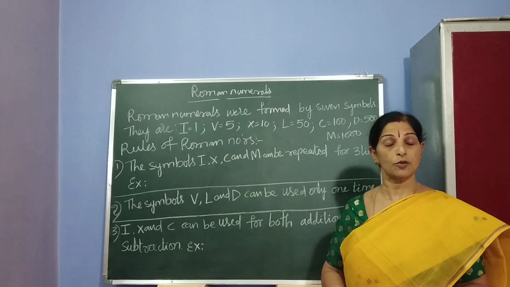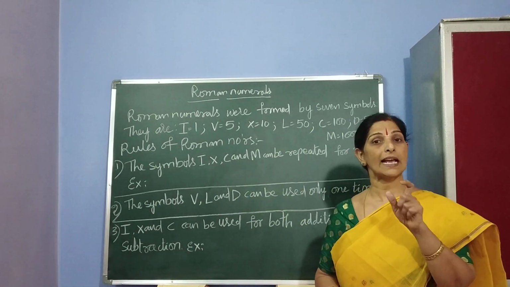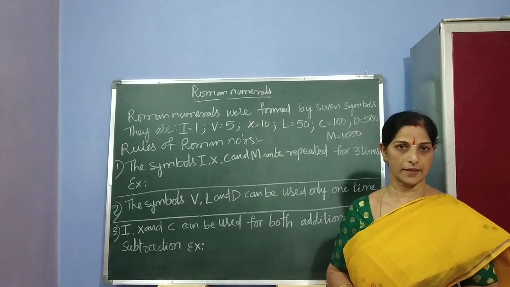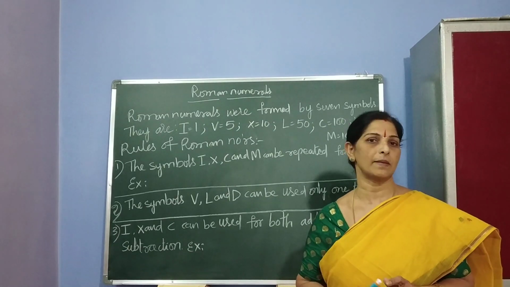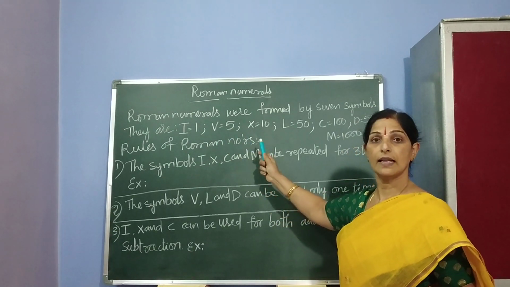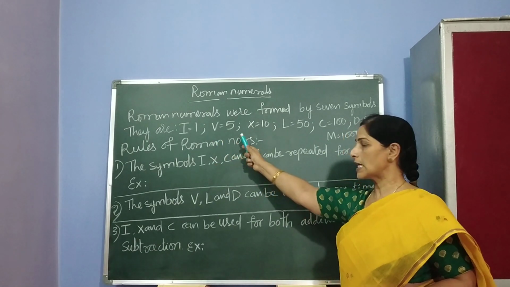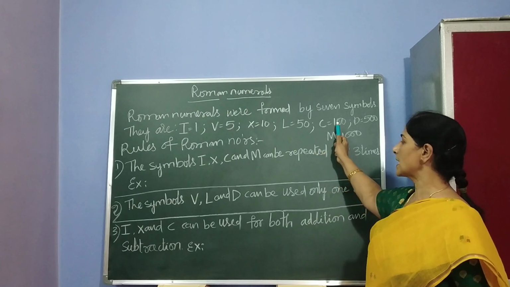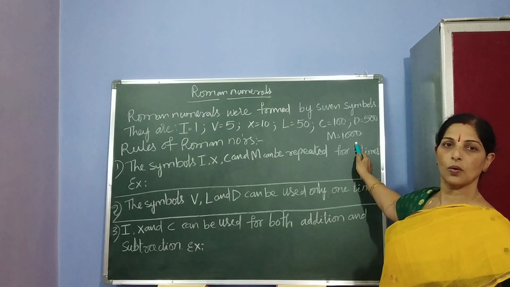These Roman numerals we usually use in writing the numbers in clocks, class boards in the school, book volumes for books, etc. Here, these Roman numerals are formed by 7 symbols. They are I, V, X, L, C, D and M. I stands for 1, V stands for 5, X stands for 10, L stands for 50, C stands for 100, D stands for 500, M stands for 1000.